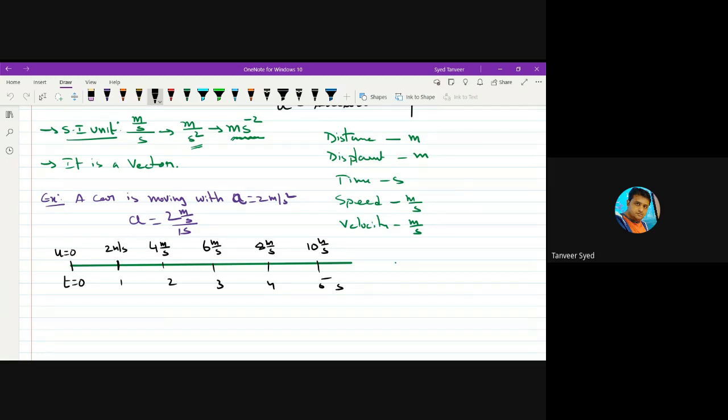That's what we call an acceleration of 2 meters per second square. Sir, I have a doubt. Sir, 2 meters per second by second, that means the velocity changes by 2 meters per second for each second, sir. Yes. Okay.